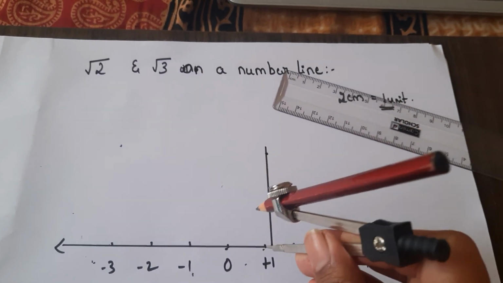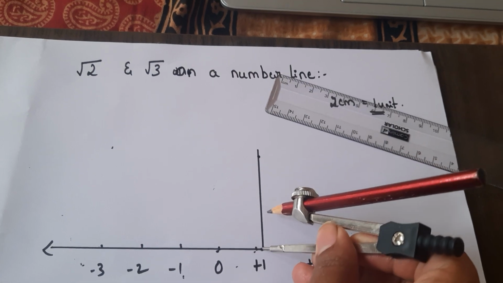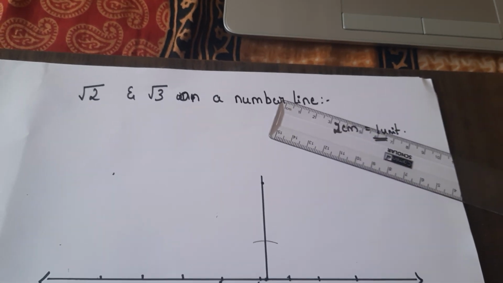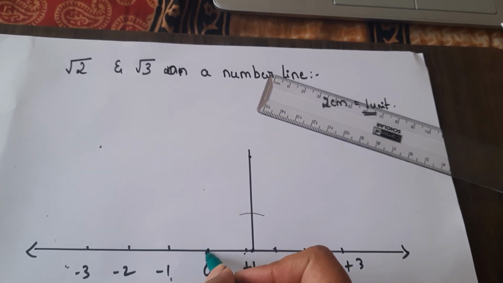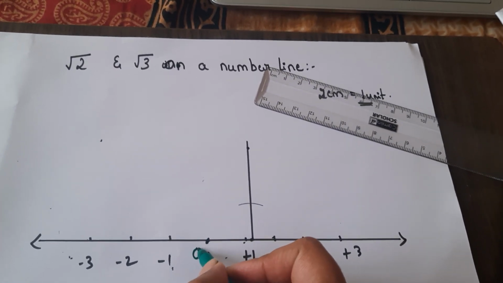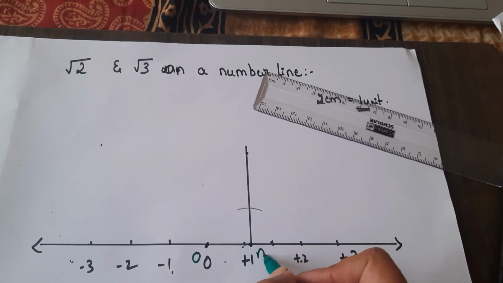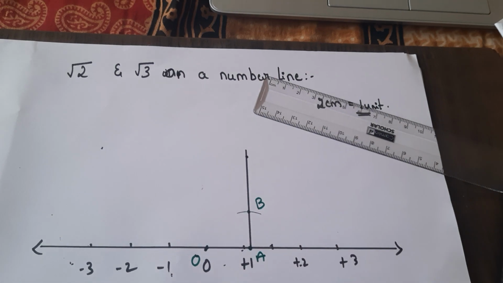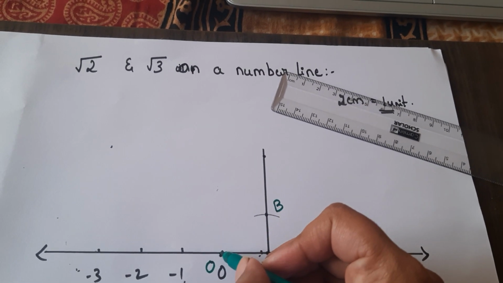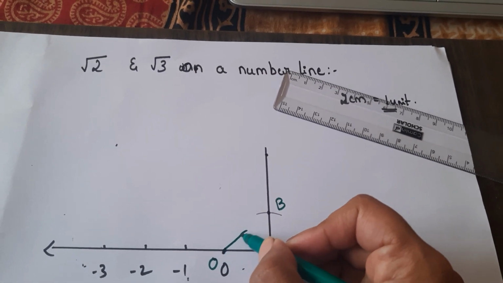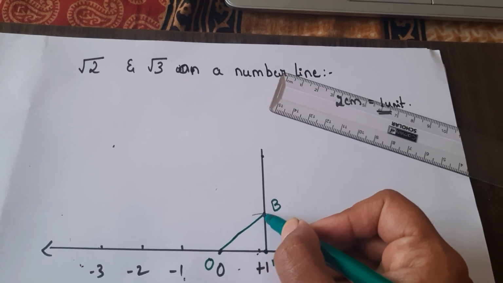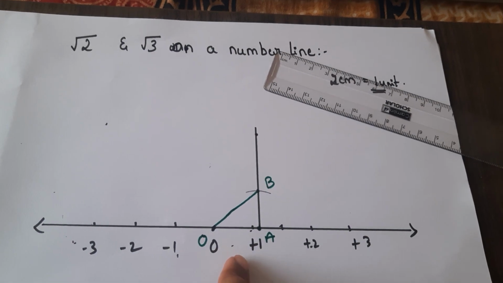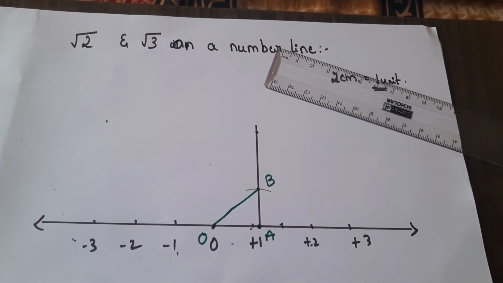2 centimeter I have measured. Next, I keep the compass at 1 and cut an arc on this line. Now I label this 0 as O, 1 as A, and this intersecting point as B. Next, use a scale, children. Again, I would need to keep the mobile, draw, and pause the video, so I'm doing it directly. You don't do that. OB, I joined.